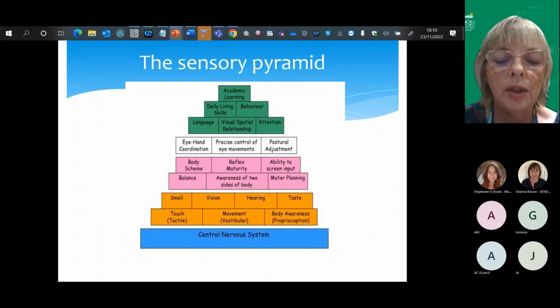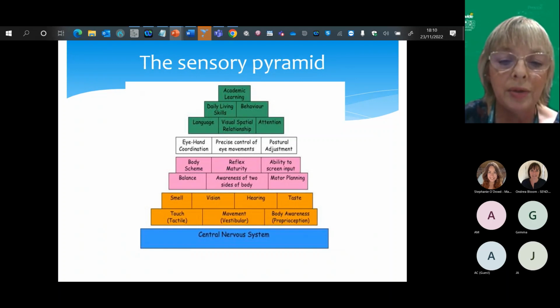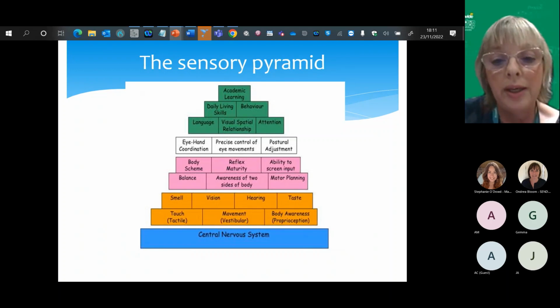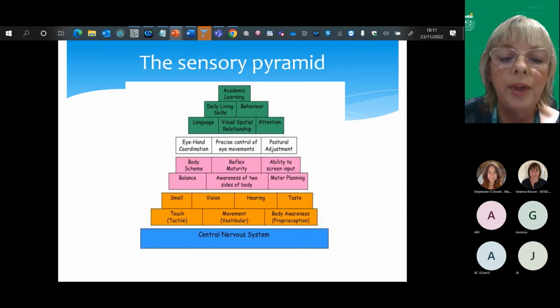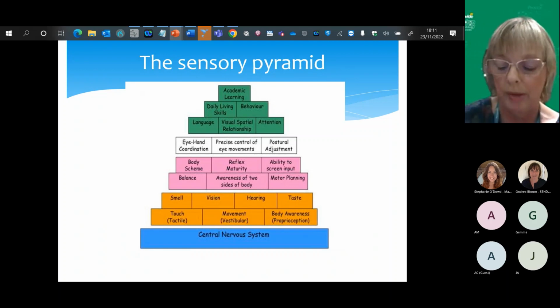So when your child has got sensory difficulties, if you can get that sensory system working by maybe changing the environment or helping the child to learn to cope and use alternative strategies, ear defenders, things like that, then you're more likely to be able to get what you want functionally from the child at the higher levels in that pyramid.